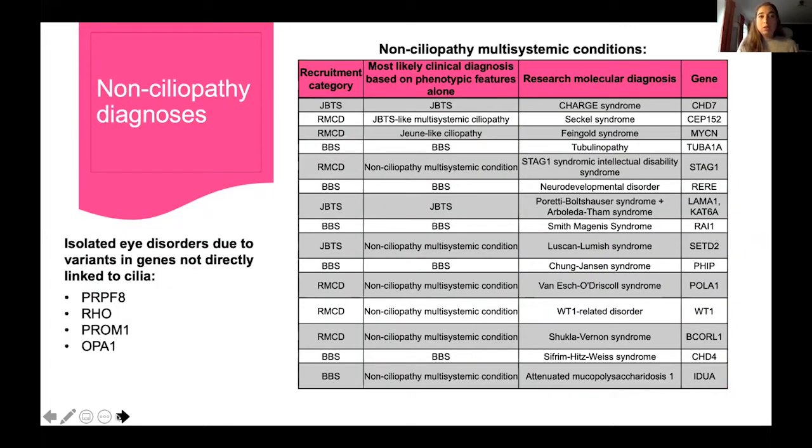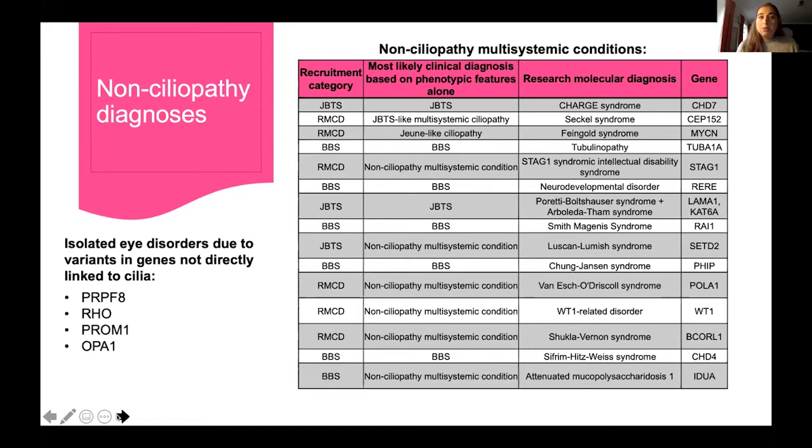So here's some of the non-ciliopathy diagnoses found. So as I said before, we found 4 patients in the BBS category who have variants in genes that cause eye disorders but aren't known to be directly linked to cilia. So the question here is, have we only made a partial diagnosis and the clinicians really thought they had Bardet-Biedl syndrome but didn't enter those HPO terms, or are these just inappropriately in that category?